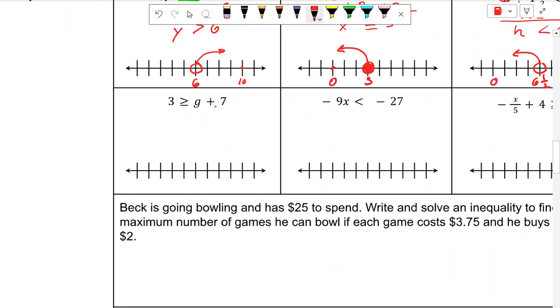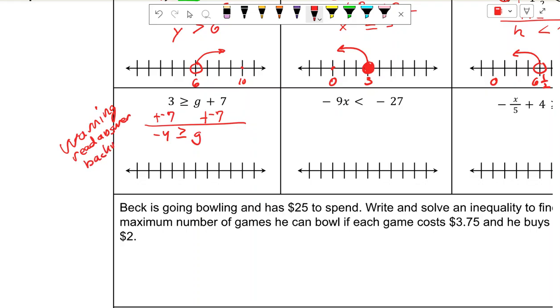Now our variable's on the right side, and we're adding 7 to it. To undo that, we're going to add a negative 7 to both sides. 3 plus negative 7 is negative 4. I still did not reverse the sign. But this one, I'm going to write down warning. Why is it a warning? Well, we're going to be graphing, and we have to read it backwards. So write down, read the answer backwards.